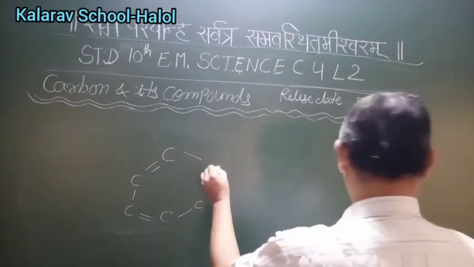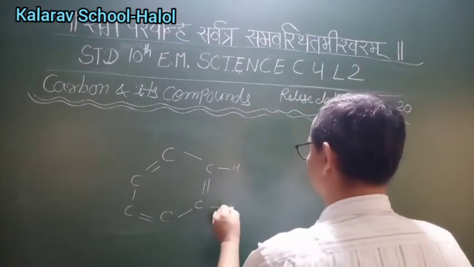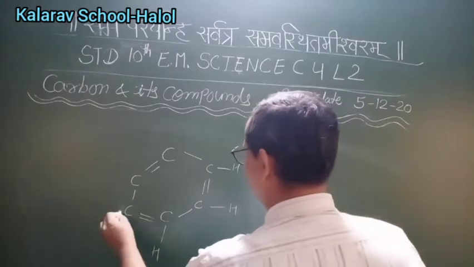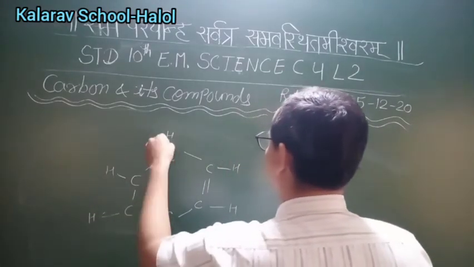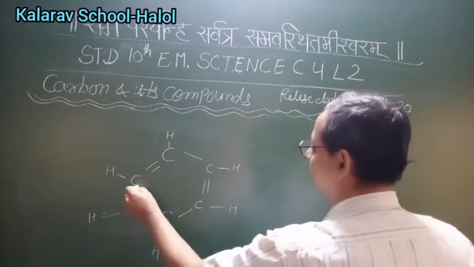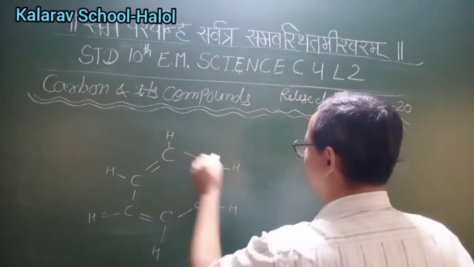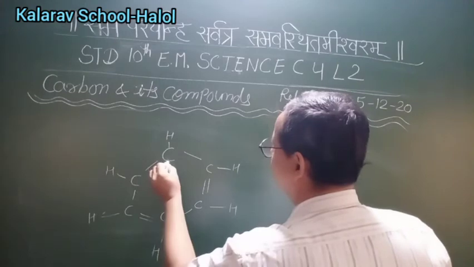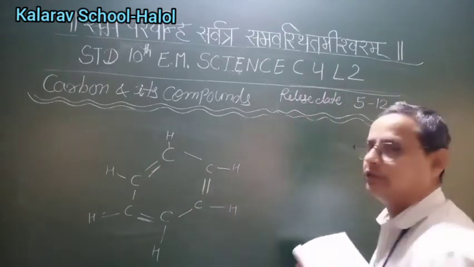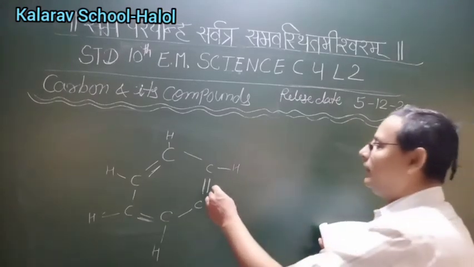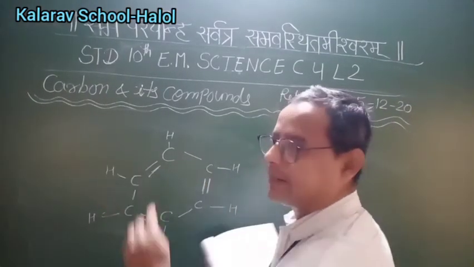Okay, and again here H, H, H, H, H, and C6H6, 1, 2, 3, 4, 5, 6, 1, 2, 3, 4, 5, 6. But between the two carbons there is a double bond, so this is unsaturated. There may be chances this chain may break up. Okay.